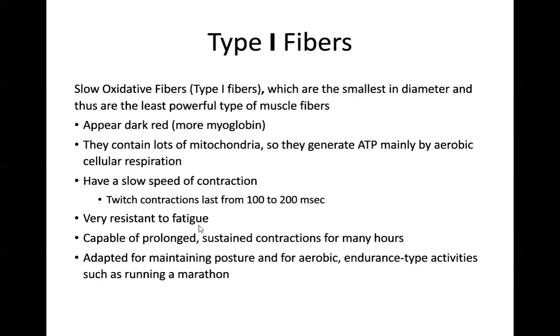Even though they are slow, they're very resistant to fatigue, so they don't get tired very easily, which is going to help make them capable of prolonged sustained contractions for many hours. And this is what you'll find a lot of in what we call our postural muscles that are up and down your spine, allowing you to keep your head straight up and down. And they're also found in high quantities in endurance athletes, those that are really good at running marathons, people that are good at just continuously exercising for hours and hours and hours, in a not super intense manner.